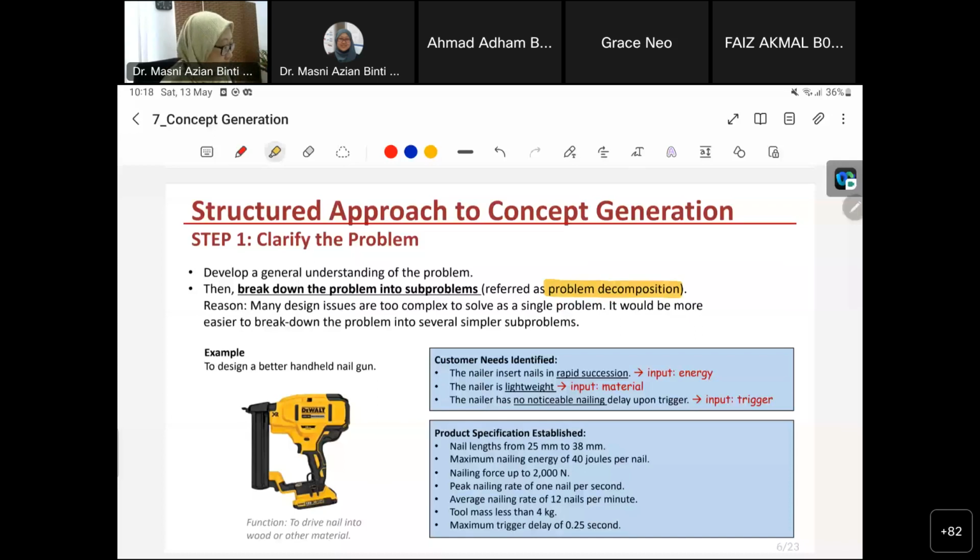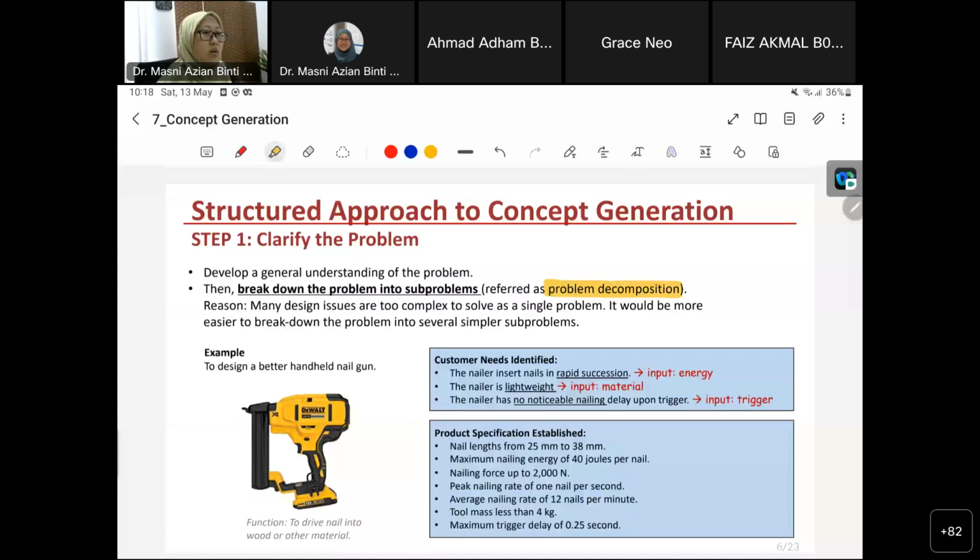So this nail gun is basically being used to drive nails into wood or other material. Basically it's for assembly. It's like a hammer but a mechanized hammer kind of thing. So when you want to design a better handheld nail gun, the first step is basically you need to understand what the user needs.